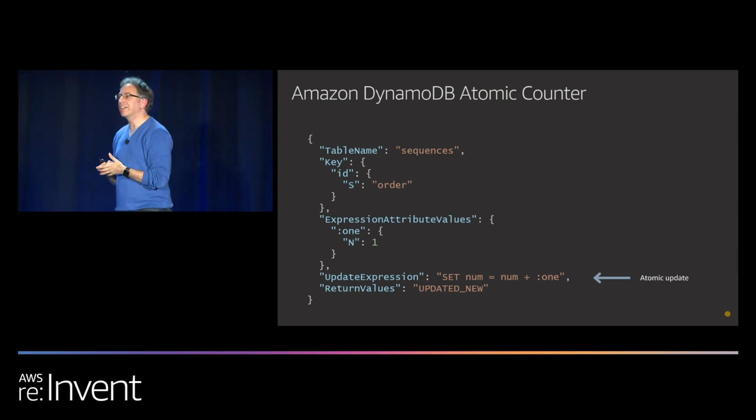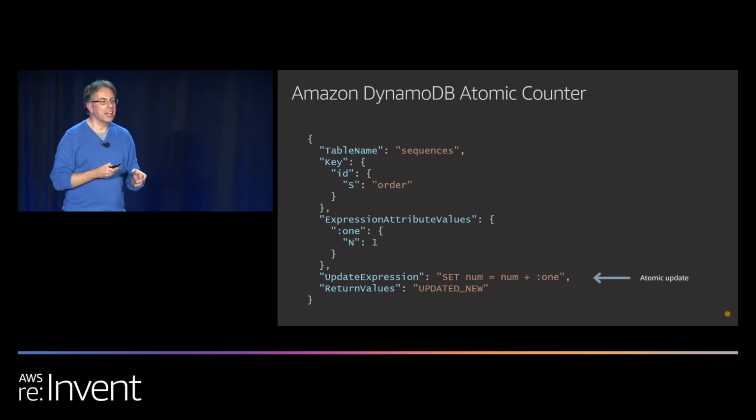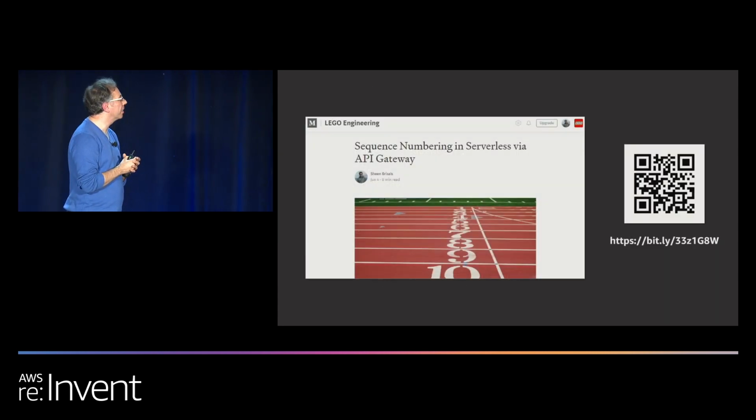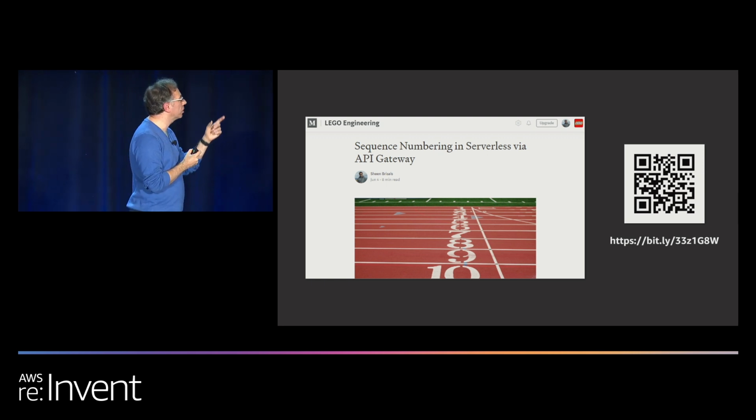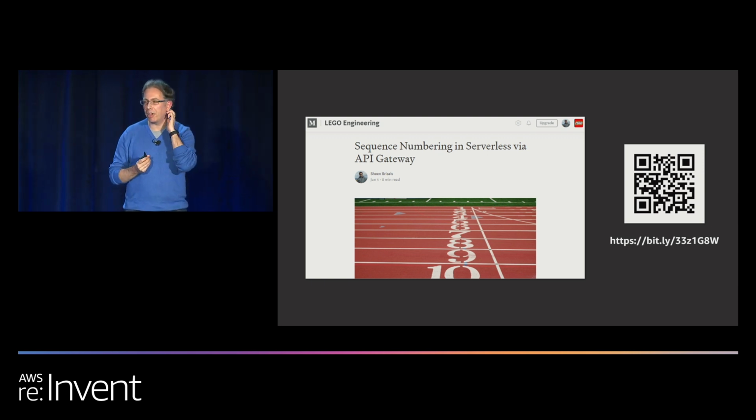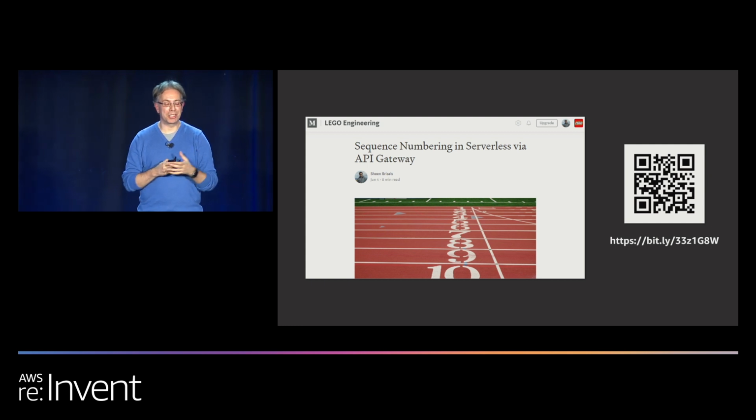So this is another interesting example of codeless architecture. And again, Sheen from Lego is quite keen on entering into more details. So if you want, there is this nice article that he published on the Lego engineering blog where he goes into the details of how to set up this functionless sequence generator.